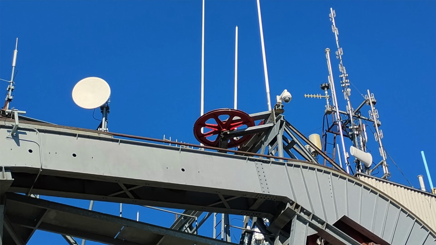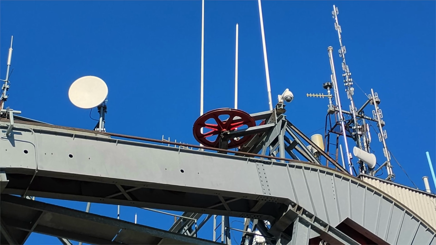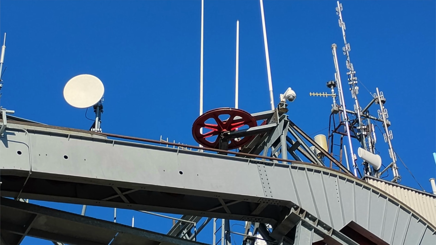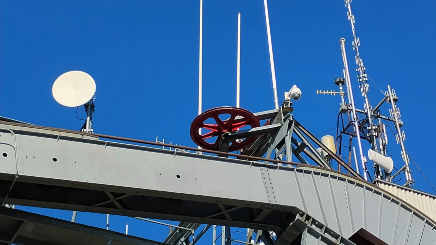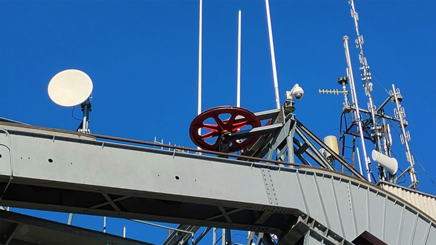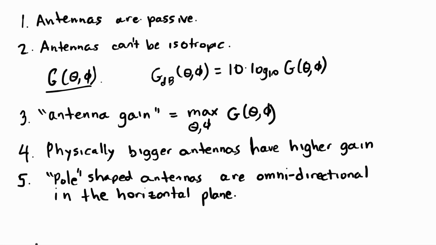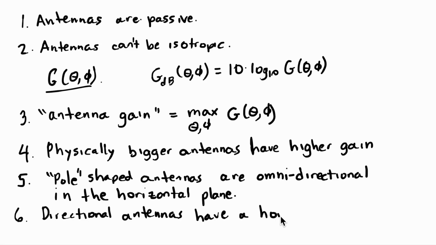This image is at the top of Hidden Peak in Snowbird, Utah, with these omnidirectional in the horizontal plane antennas used to cover the entire mountain area in all directions. The sixth thing is that directional antennas have a horizontal beam width and a vertical beam width. This beam width describes the angles that are less than 3 dB down from the maximum gain.